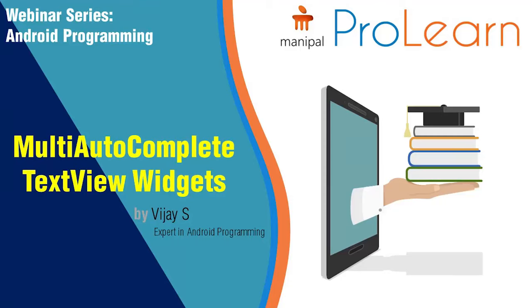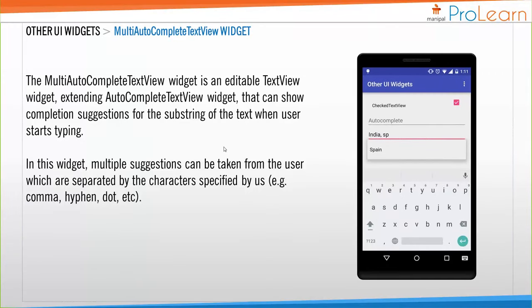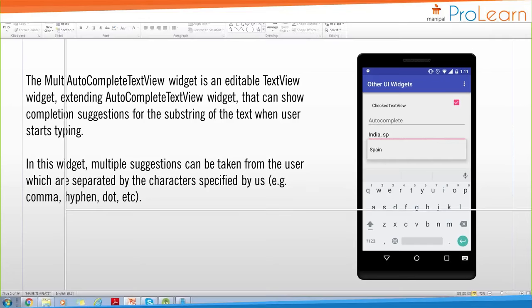As I told you, autocomplete text view was giving only the single value. Now we'll see the multi-autocomplete text view. As I told you, as soon as you type the second word, or you want multiple words to be predicted, it was not happening. So that can be implemented using this multi-autocomplete text view, which will give you suggestions for more than one word. So we will see how to implement it.